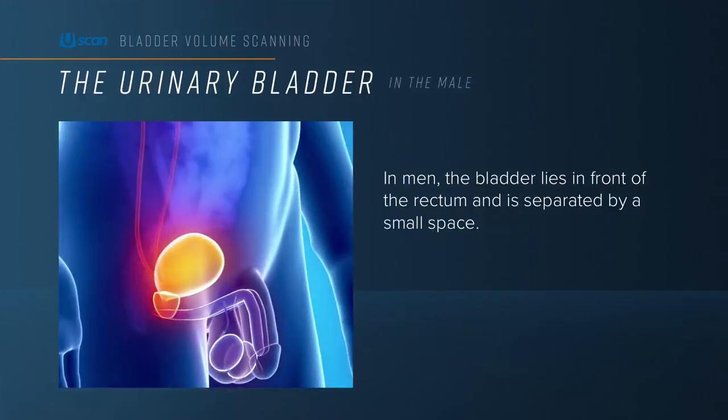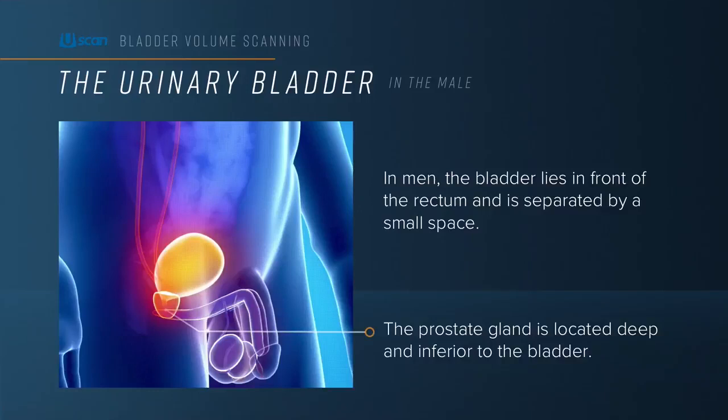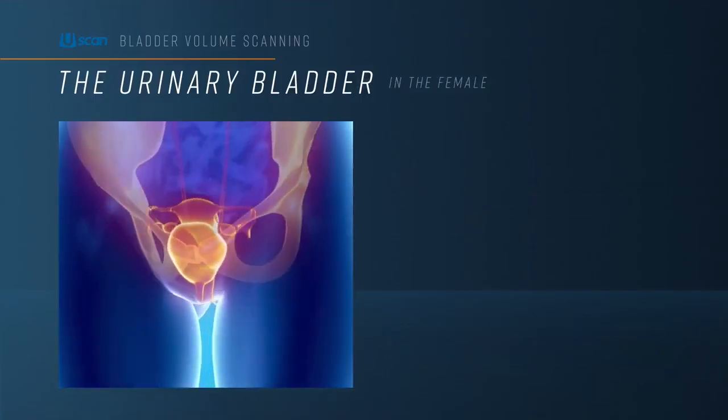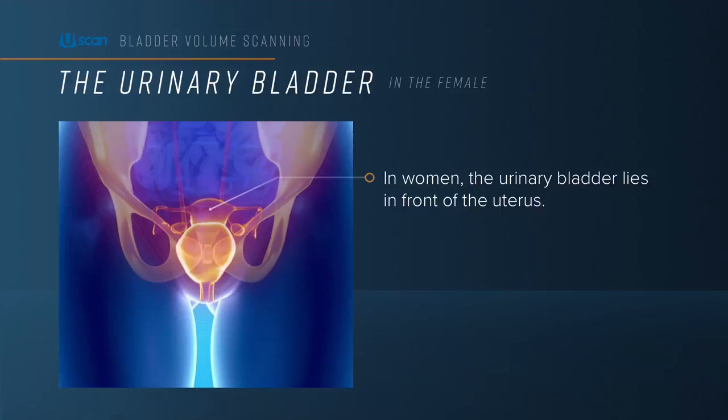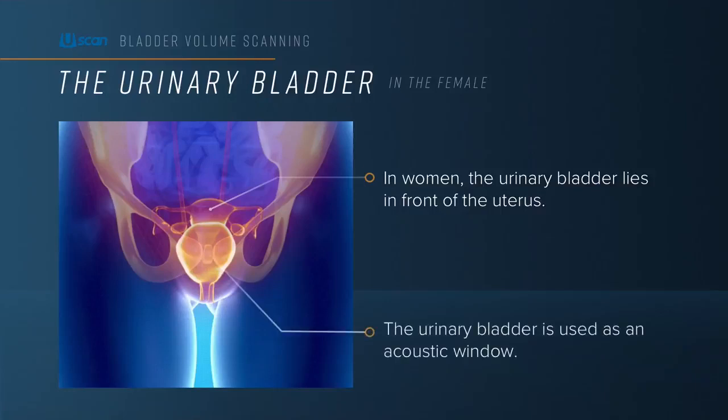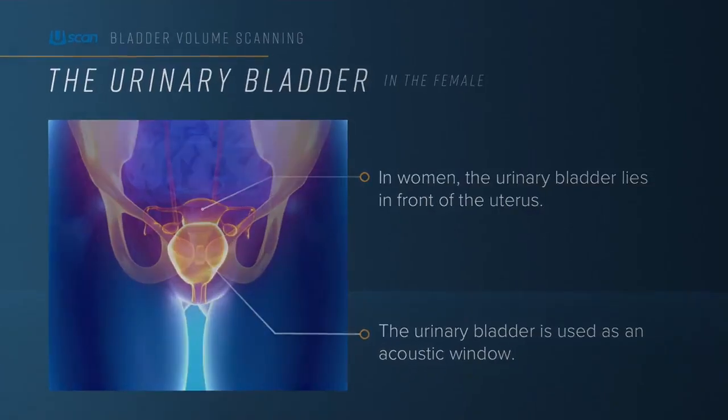In males, the urinary bladder is anterior to the rectum and is separated by a small space. Also, the prostate gland is located deep and inferior to the urinary bladder. The tube exiting the bladder, called the urethra, passes through this male organ. In the female, the urinary bladder is located low and anterior to the female organs, uterus, fallopian tubes, and ovaries. For this reason, prior to the development of intracavitary ultrasound, the urinary bladder was filled to provide a large acoustic window into the female anatomy.